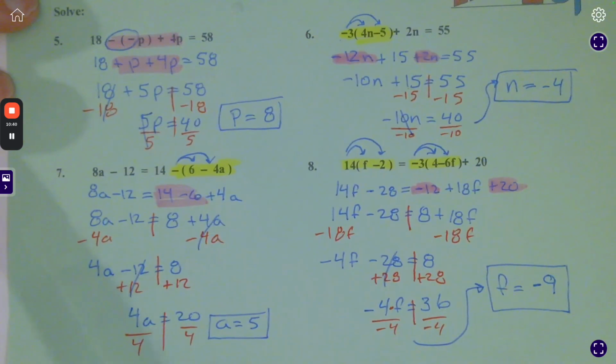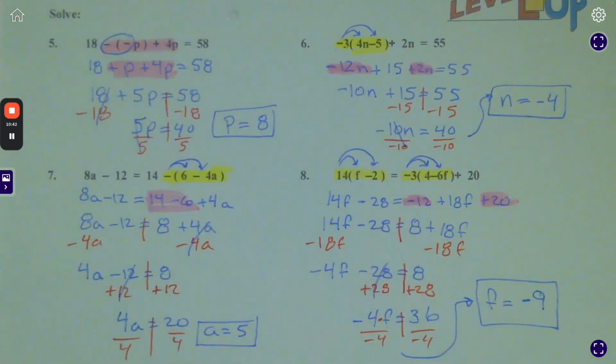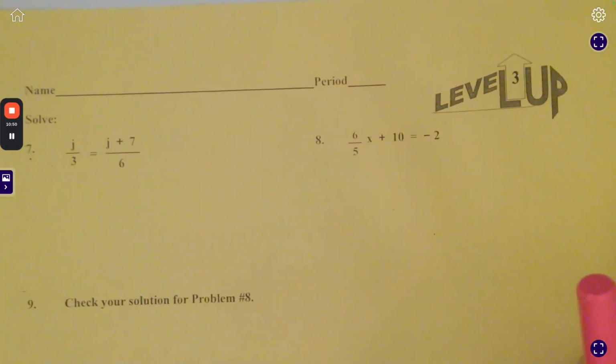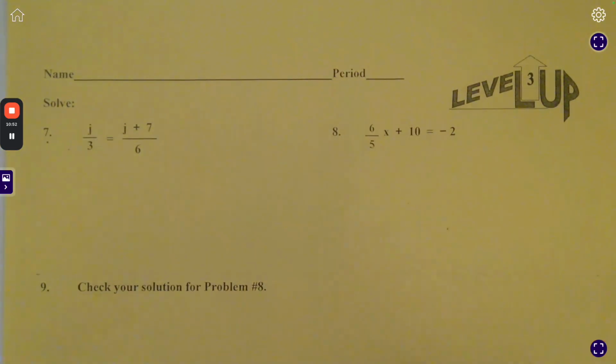We're done. All right, time to go to level number 3. Now we're going to get into some proportions and some fractional equations. So level up 3. I like to do my level ups on different colors. It helps me stay organized. You have to finish and complete correctly the previous level to get the next level.